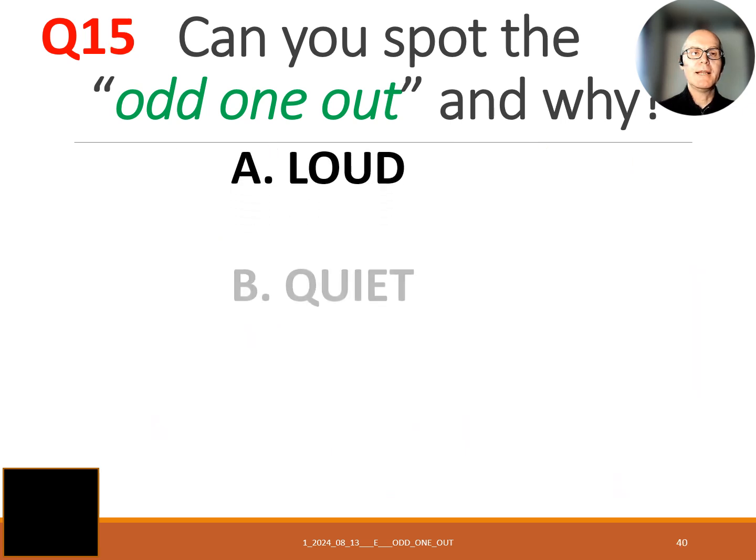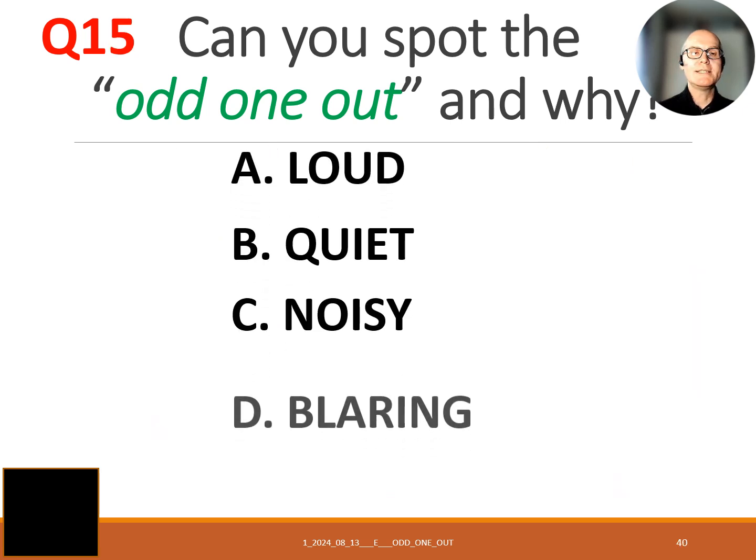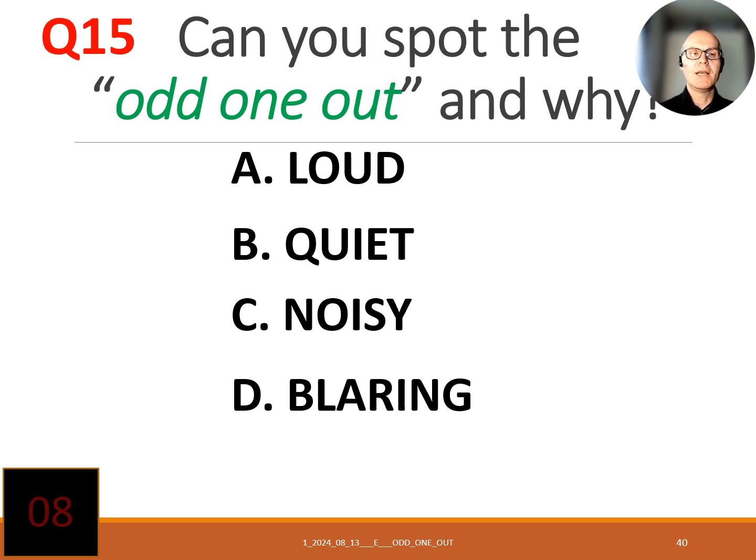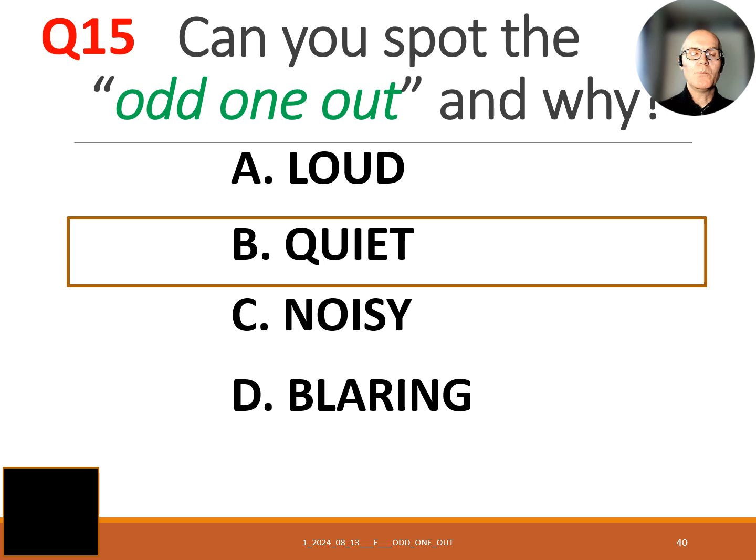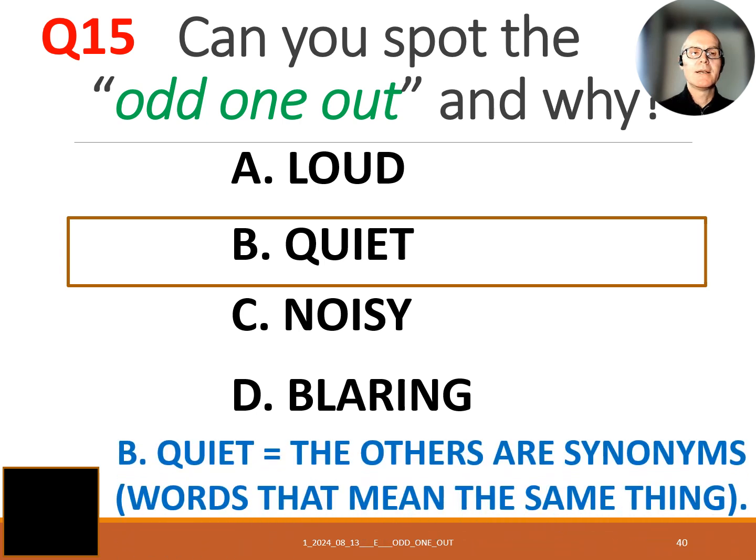Question 15. Loud, quiet, noisy and blaring. What was the odd one out from these four adjectives? It was quiet. Loud, noisy and blaring basically mean the same thing. They are synonyms, whereas quiet is an opposite. It's an antonym.